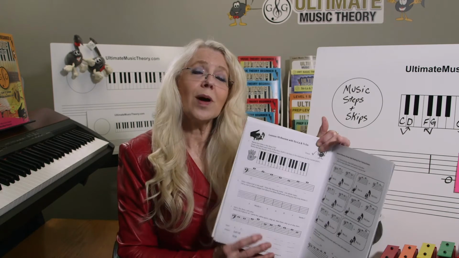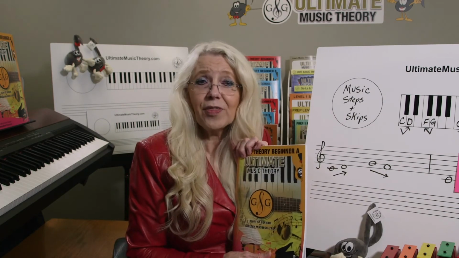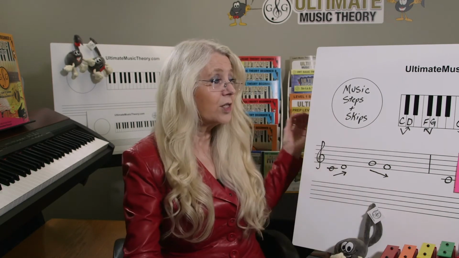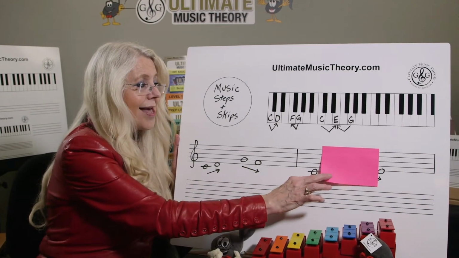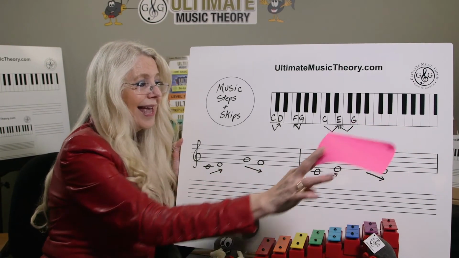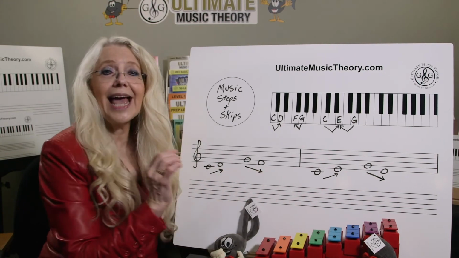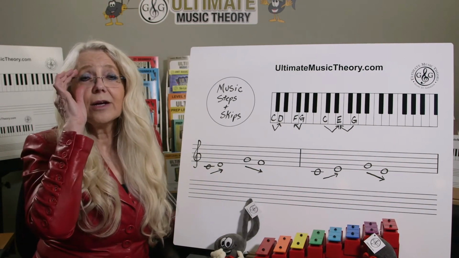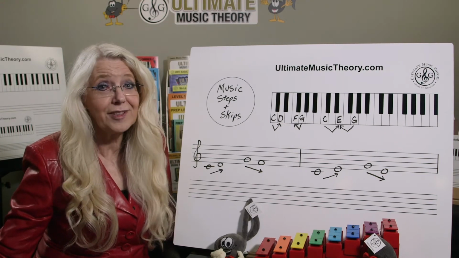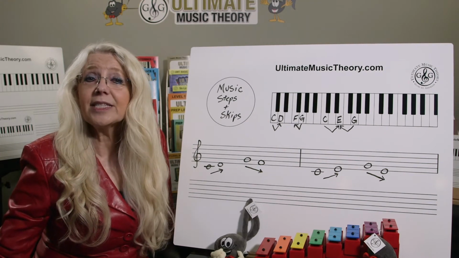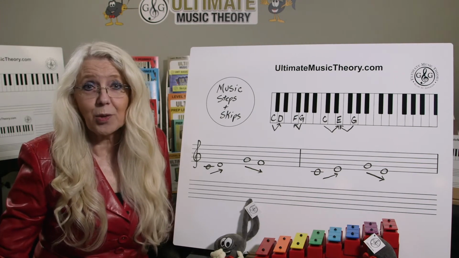So now there's one more element we want to add, and the fourth element is dynamics. So now I'm going to take my step up and my step down and my skip up and my skip down, and I'm going to add some dynamics. Now, dynamics means the volume of the sound, loud or soft, of the music. And dynamics are written as Italian terms or symbols.